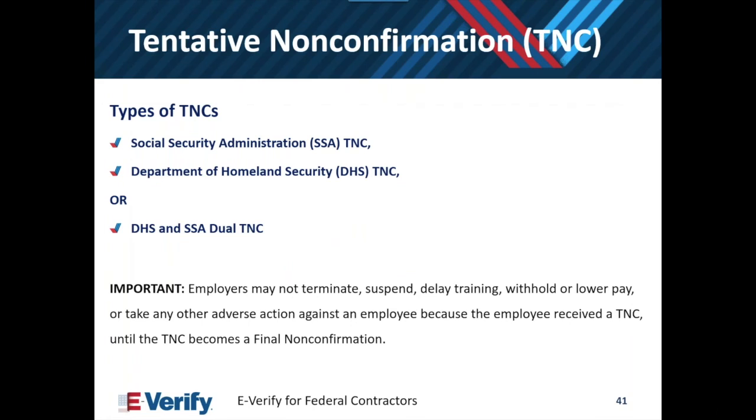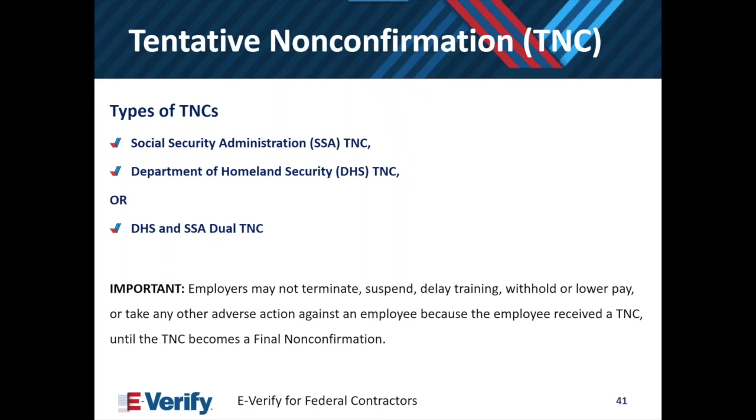All right, switching gears here a little bit to that tentative non-confirmation result. Again, this result is received pretty infrequently. It's less than 2% of all cases. However, it is important to know what to do when your employee receives a tentative non-confirmation. And there can be 3 different types of TNCs: Social Security Administration TNC, a Department of Homeland Security TNC, or a dual TNC, meaning they got both a DHS and SSA TNC.